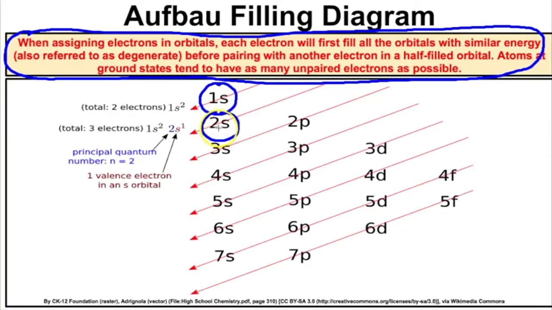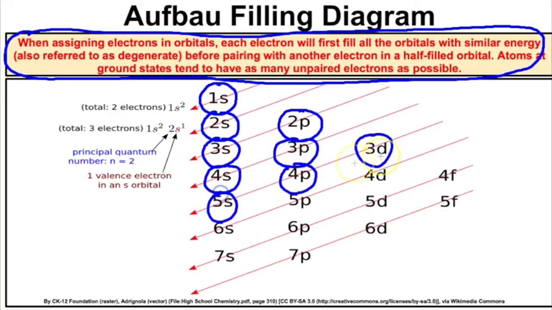And then once the 2s orbital has a completely filled orbital with a maximum of 2, the next orbital to be filled is the 2p's, then the 3s's, then the 3p's, then the 4s's, then the 3d's, the 4p's, the 5s's, and then the 4d's and the 5p's and the 6s's, and so on and so on.